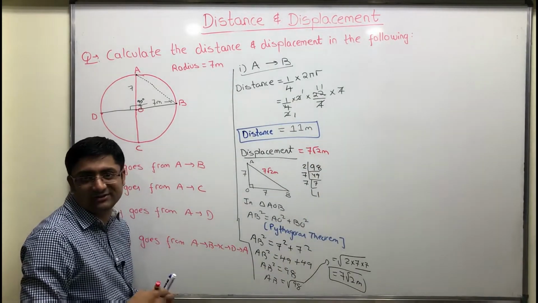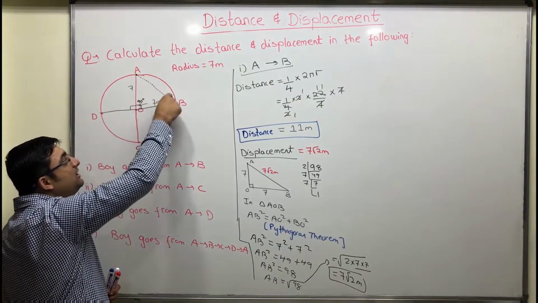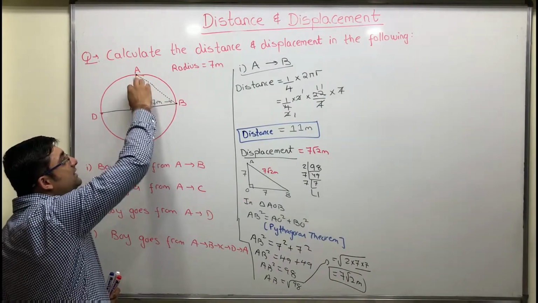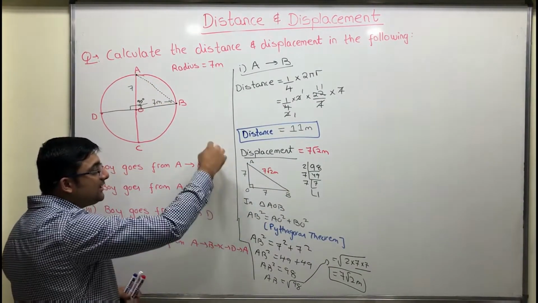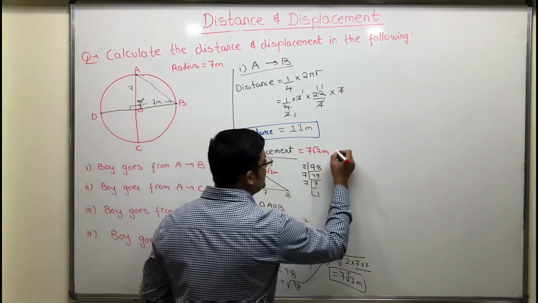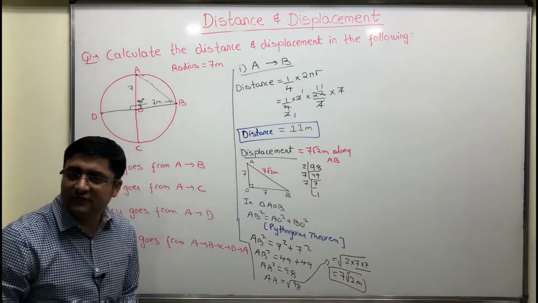So this is how you calculate it. So I hope the concept is clear. I repeat, for displacement, we join the initial and final point. So we get a right angle triangle over here, 7, 7. So we calculate AB, 7 root 2 meters. And what is the direction? Along AB. So displacement is this, along AB. Is this clear? So first part is done.